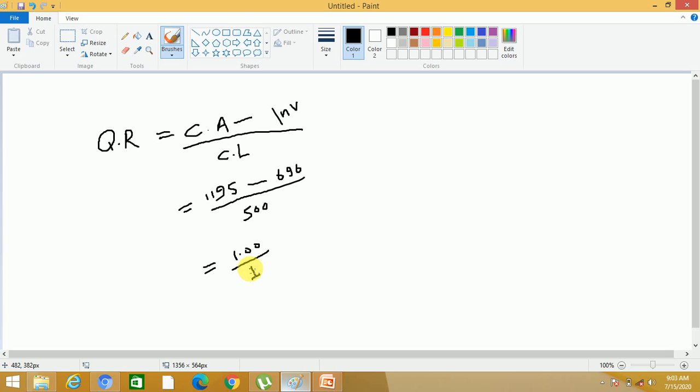Basically here it is 1. If your current liabilities are $1, you have $1 in your quick assets, meaning you have cash and account receivable, with which you can pay your liability. $1 liability, so you have $1 assets. See, this is quick assets. So you have $1 assets to repay $1 liability. The standard is also 1. If it is 1, it is good. But below 1, it is not good.